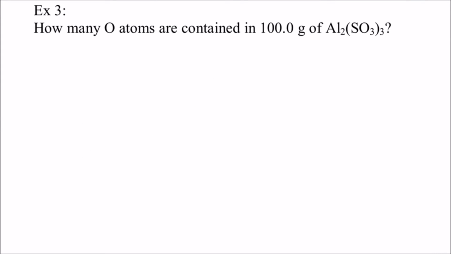Okay, let's look at a third example. How many oxygen atoms are contained in 100 grams of Al2(SO3)3? Okay, well, let's pick out a few things that I've told you to be on the lookout for. We see the word atoms, and as soon as you see atoms, particles, or molecules, you know you're going to have to use Avogadro's number.